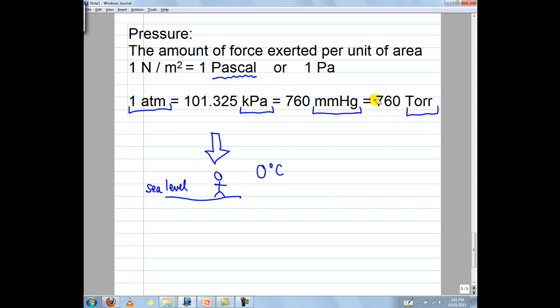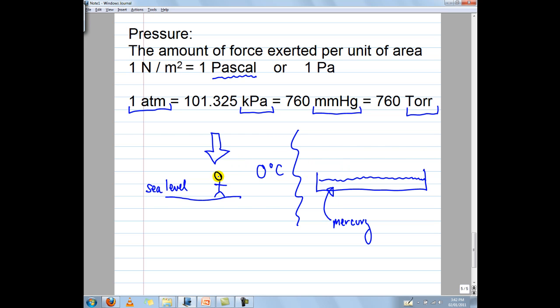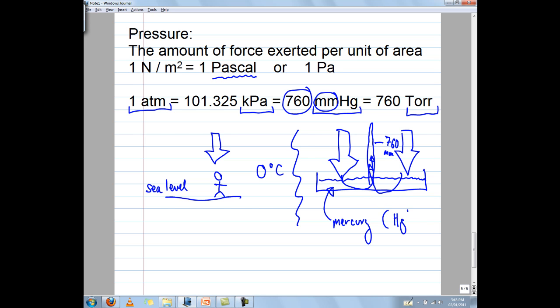Let's take a look at the millimeters of mercury, or the torricelli. Let's pretend at the same situation, at sea level, at 0 degrees Celsius, I carried with me a bucket full of mercury. And inside this bucket full of mercury, I have a small glass tube. What would happen is the amount of atmospheric pressure, the 1 atmosphere of pressure, would push down on this pool of mercury and force it up into the tube. And if I had this apparatus at sea level at 0 degrees Celsius, it would rise 760 millimeters high, which is why we call it 760 millimeters of Hg, which is the symbol for mercury.